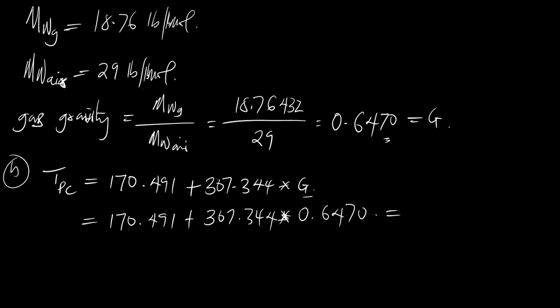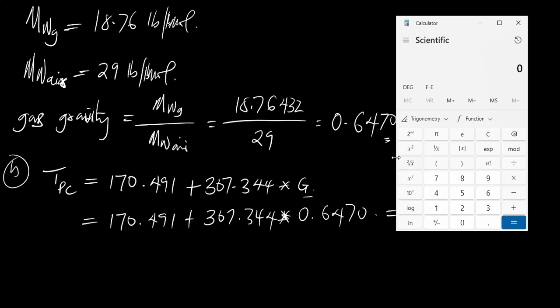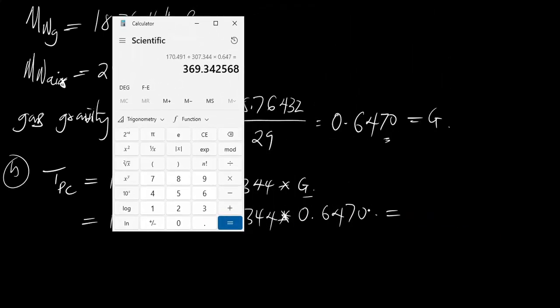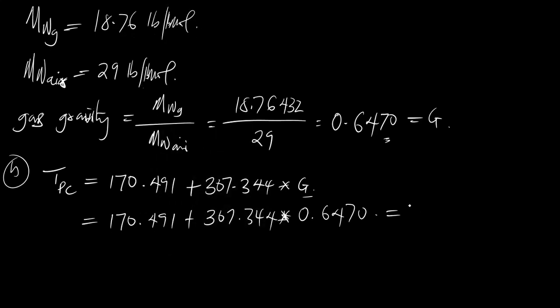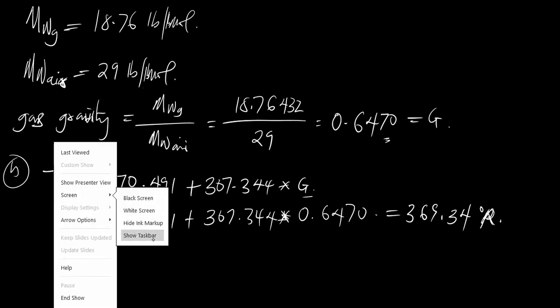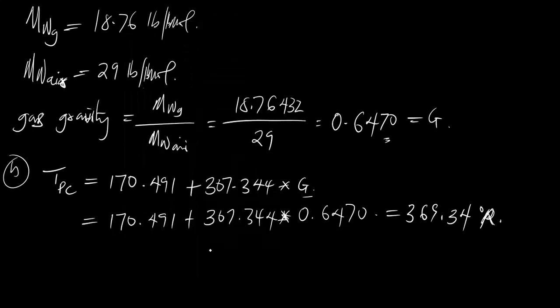So for our pseudo-critical temperature, let us use our calculator. We have 170.491 plus 307.344 times 0.6470. This will give us our temperature, which is 369.34 degrees Rankine. So let's check again. Okay, that is it.